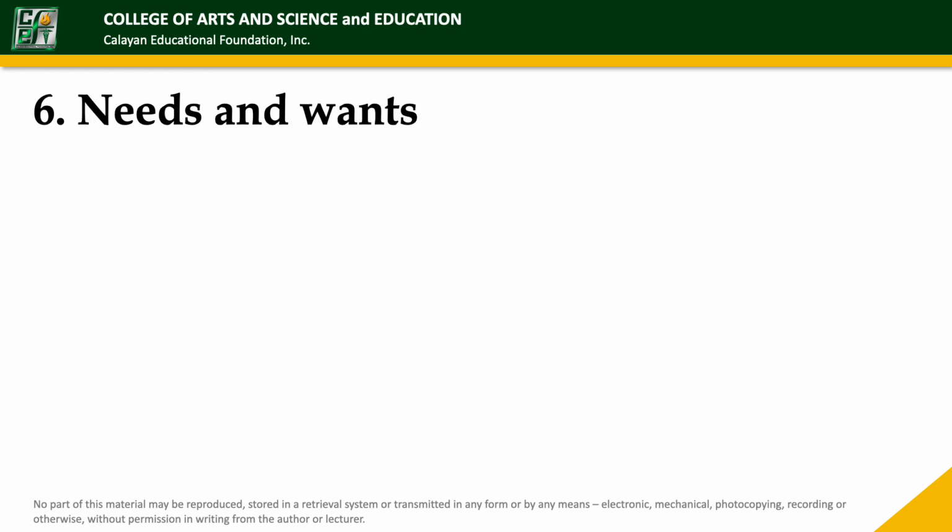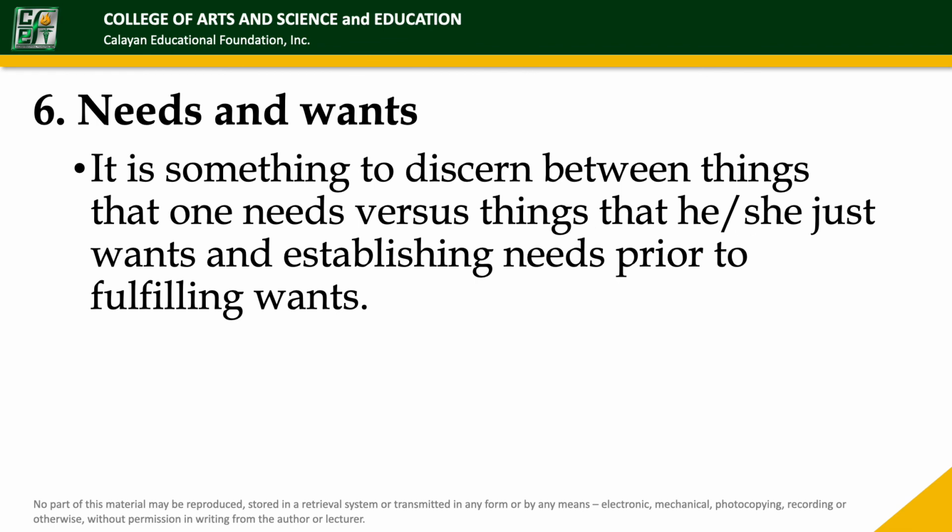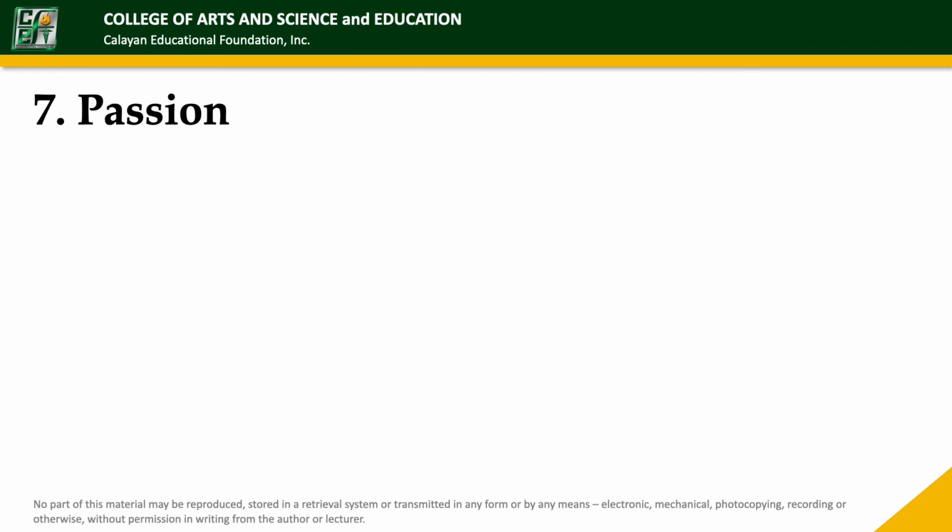So, needs and wants, it is something that discern between things that one needs versus things that he or she just wants and establishing needs prior to fulfilling wants. Okay? So, another is passion.